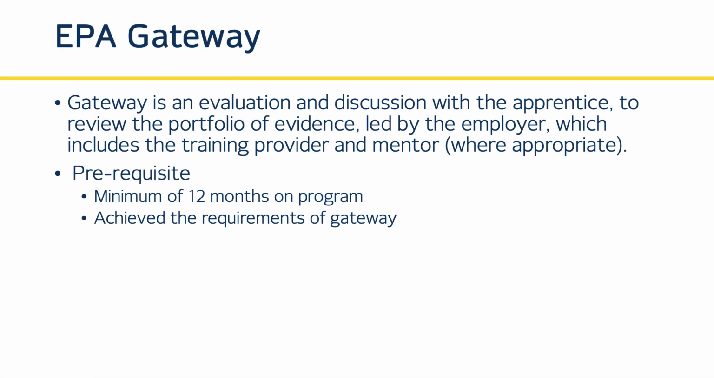You then move on to the Endpoint Assessment Gateway. Gateway is essentially an evaluation and a discussion with the apprentice to review your portfolio of evidence, and it's led by your employer, which will include the training provider and mentor. So essentially it is a check to ensure that you have met all of the requirements for endpoint assessment to move into that stage. So you'd have to check that you have, first of all, completed the minimum length of time on programme, and that you've achieved the requirements at Gateway.